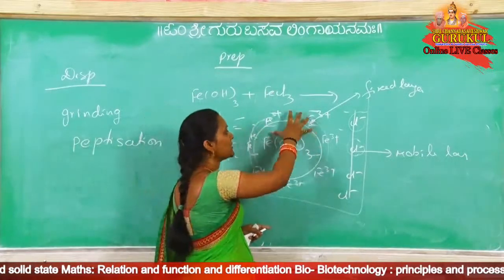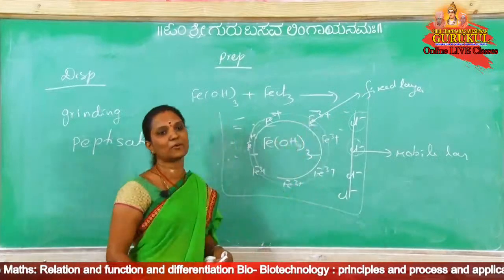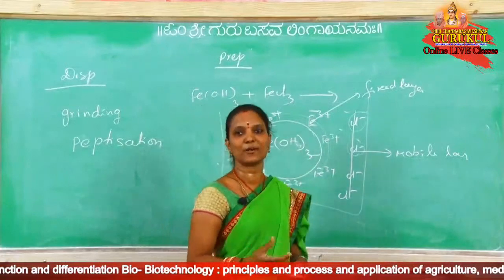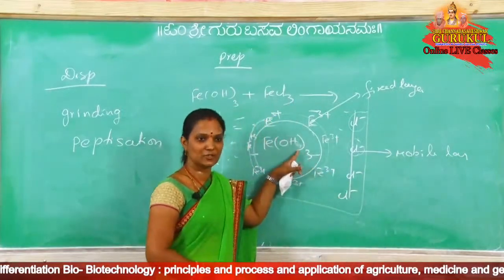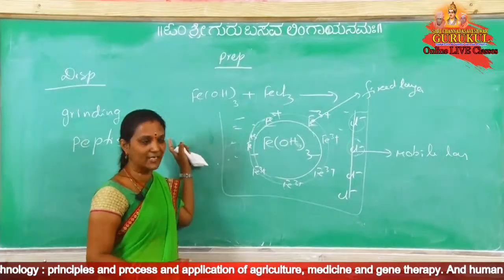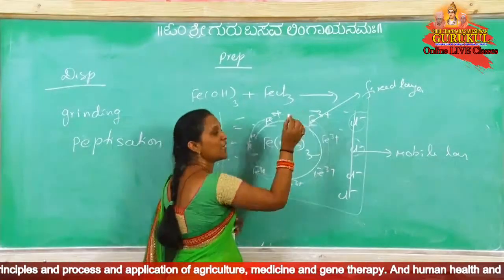What is the charge on this phase? That is called the charge of the colloidal solution. So now, is it a positive colloid or negative colloid? The answer is a positive colloid. So ferric hydroxide is a positive colloid because this is surrounded by Fe plus 3.